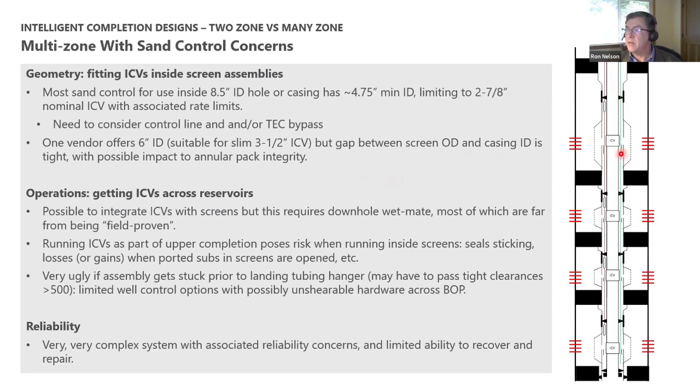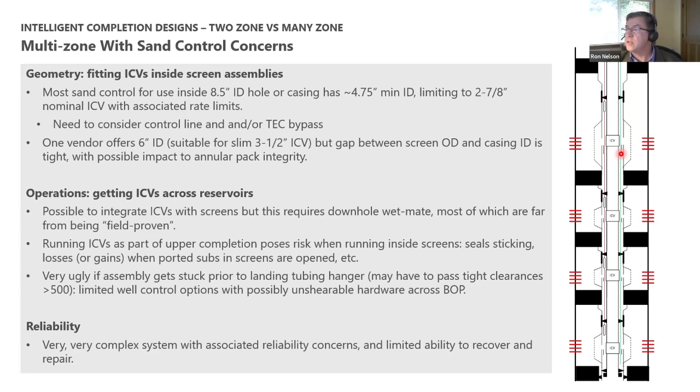The other question is, how do you actually get the ICVs across the reservoir? It might be possible to integrate the ICVs into the screen assemblies, and Exxon are actually planning to do that in Guyana, I think in 2024. But this requires a downhole wet mate to be able to operate the ICV when you run the upper completion. And those downhole wet mates are still very much in their infancy, at least ones that could convey enough power to operate a system like this. I know there are some proven wet mates out there, but they're not compatible with this system.